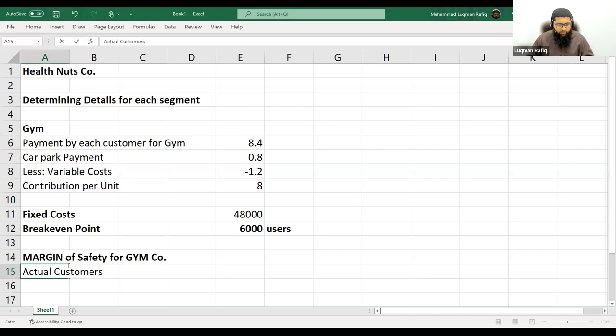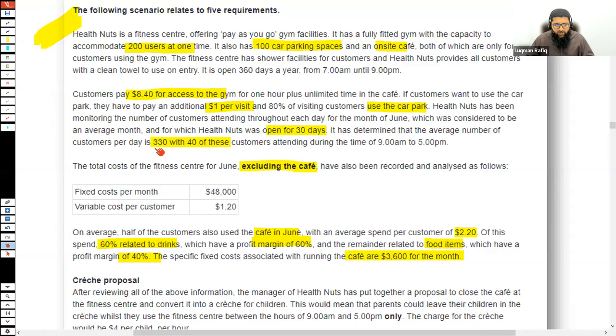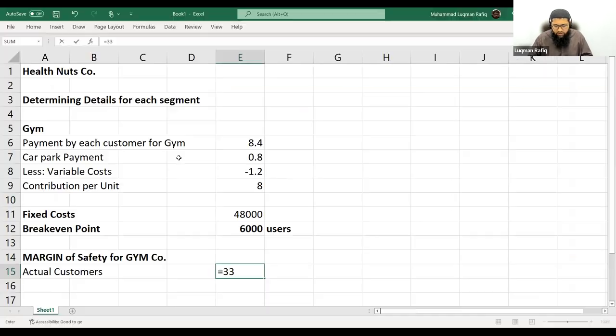Let's say actual customers. How do we go about doing the actual customers? It says the gym is open for 30 days. It has determined that the average number of customers per day is 330, with 40 of these attending during the time 9 a.m. to 5 p.m. So basically, 330 multiplied by 30 days, because the gym is open for 30 days.